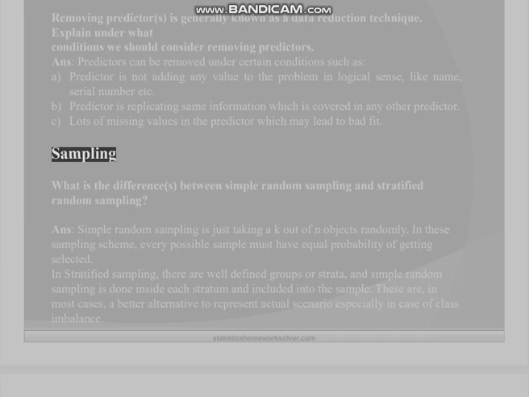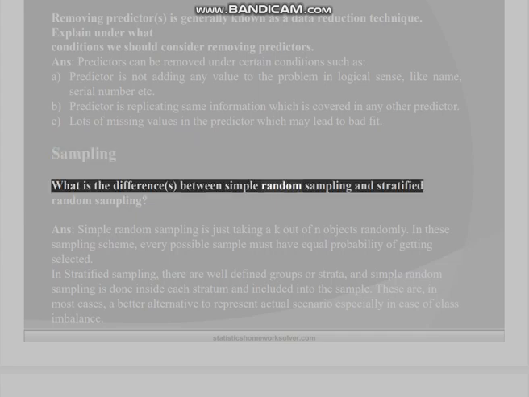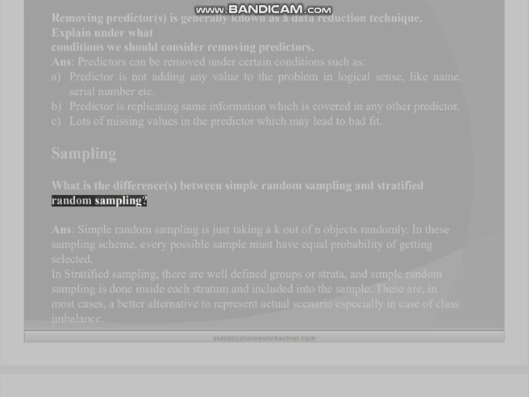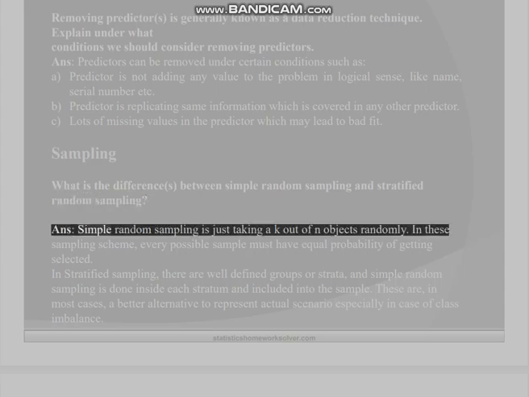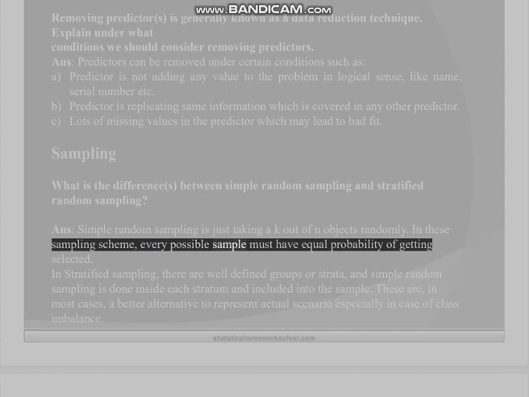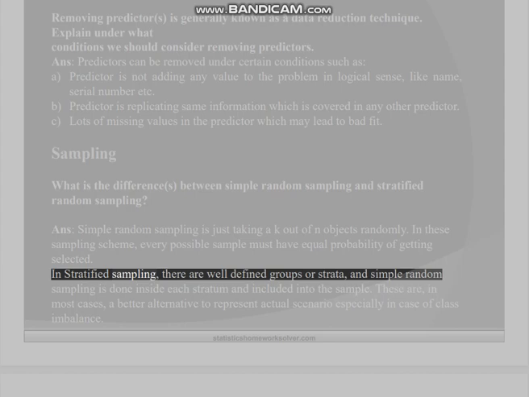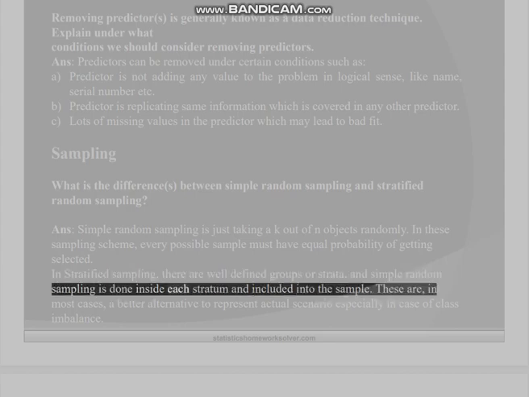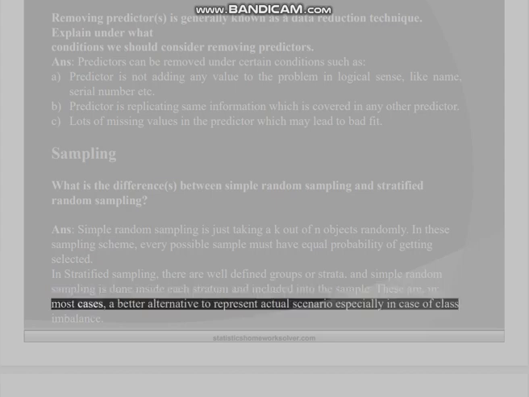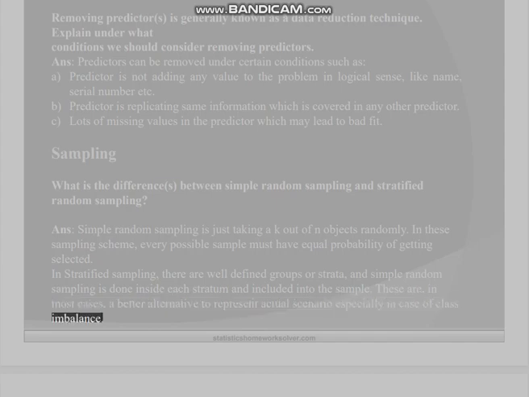Sampling. What is the difference between simple random sampling and stratified random sampling? Answer: Simple random sampling is just taking k out of n objects randomly. In this sampling scheme, every possible sample must have an equal probability of getting selected. In stratified sampling, there are well-defined groups or strata, and simple random sampling is done inside each stratum and included into the sample. This is, in most cases, a better alternative to represent the actual scenario, especially in case of class imbalance.